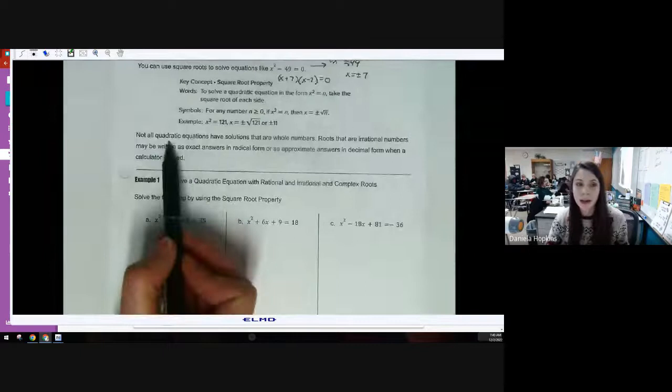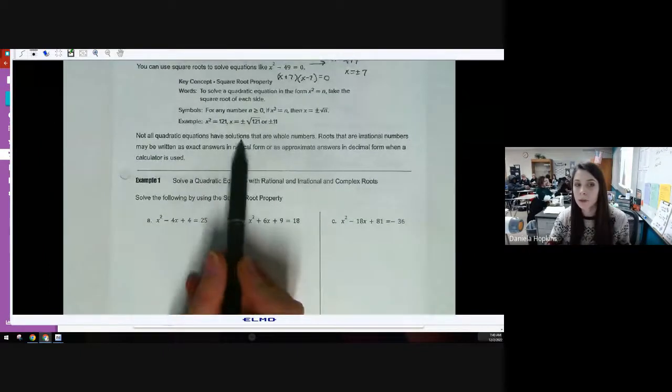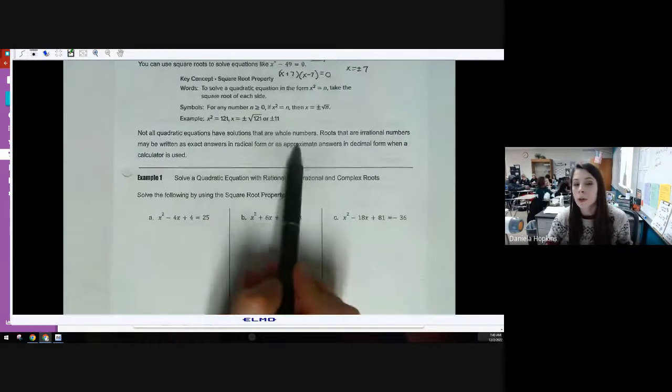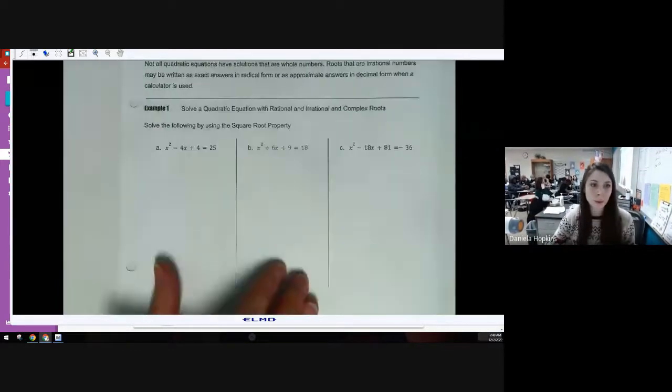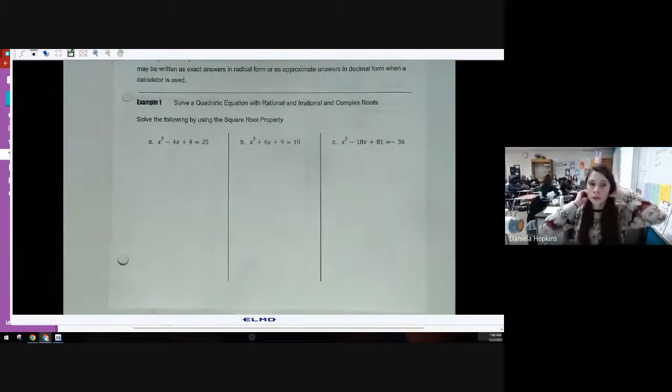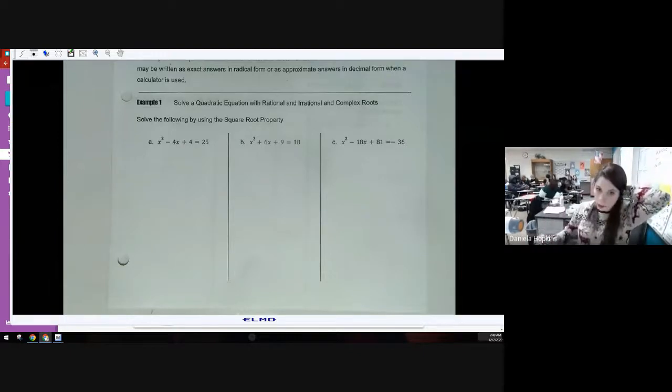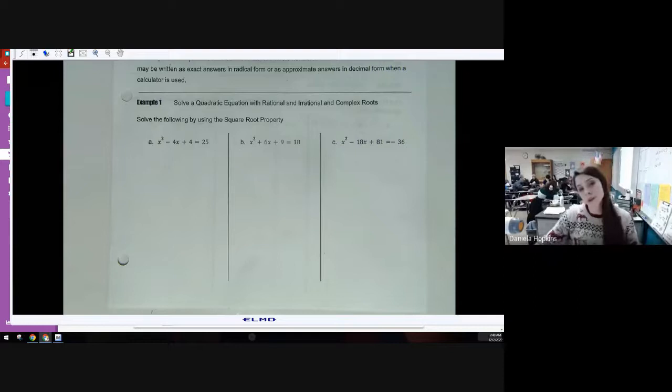As a note, not all quadratic equations have solutions that are whole numbers. So we are going to be back into simplifying square roots, right? Looking for a buddy to break out of jail. We're going to have complex things, that i squared or i. So we have to use those again. So example 1 wants us to solve a quadratic equation with rational and irrational and complex roots. I don't know why I put 2 ands there. Bad English.